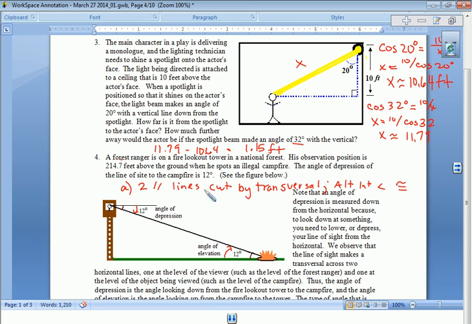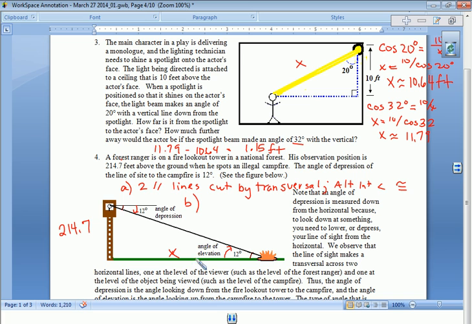Okay, so B. All right, so we got this nice little ranger who's hanging out up here, and he's actually looking out instead of playing on his phone, and he sees some smoke from a campfire, and he can't figure out how far it is, but he can measure the angle of depression is 12 degrees. So we're supposed to help him out and figure out how far away this little fire is located. So he's 214.7 feet up in the air, and we want to know this distance here on that green line down there at the bottom.